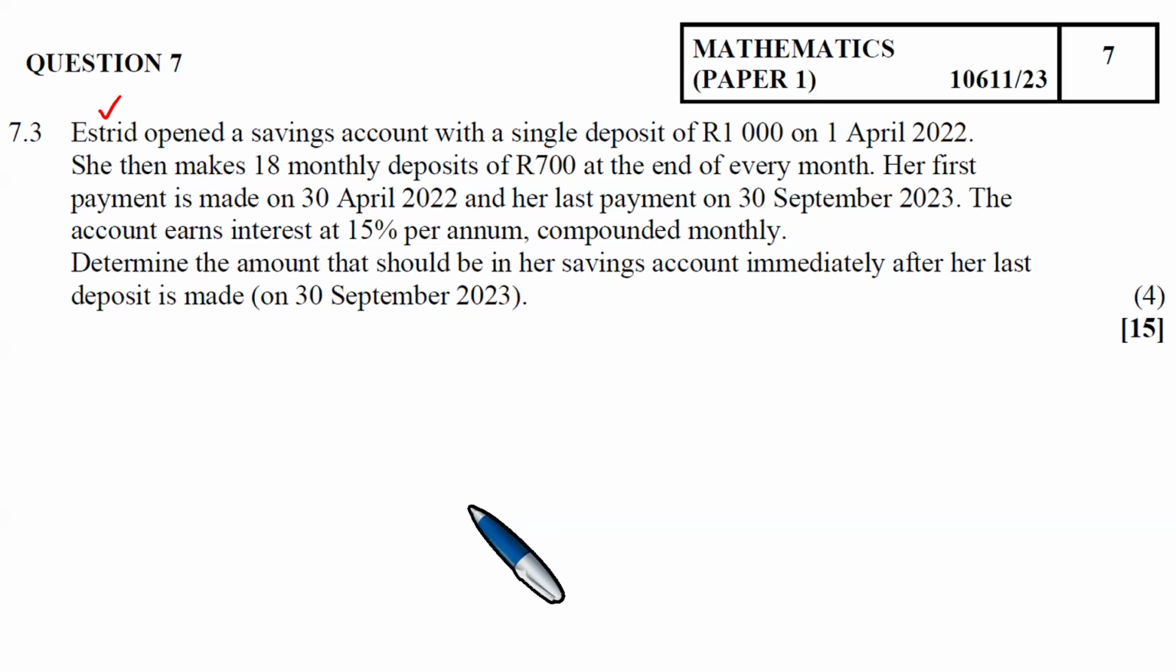So we continue. So what is the answer to this one here? 7.3. What is the answer to this question here?